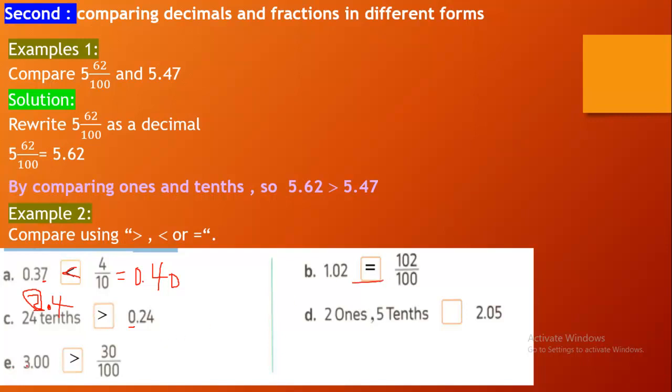Number E: 3 as a whole number or 30 hundredths. 3 as a whole number is greater than 30 hundredths. Two ones and five tenths, or two ones and 5 hundredths. 5 tenths is greater than 5 hundredths.